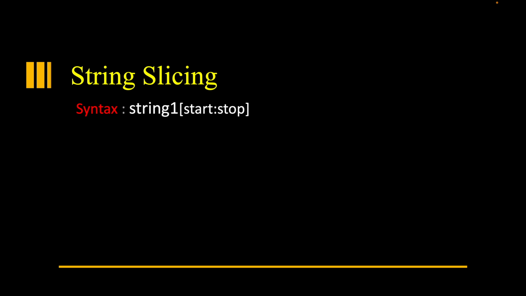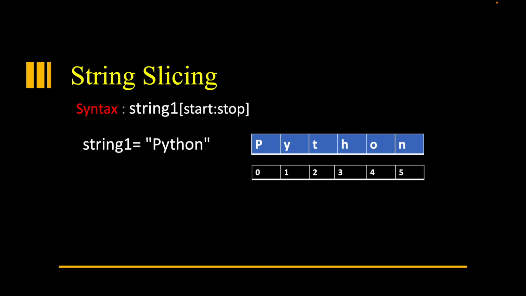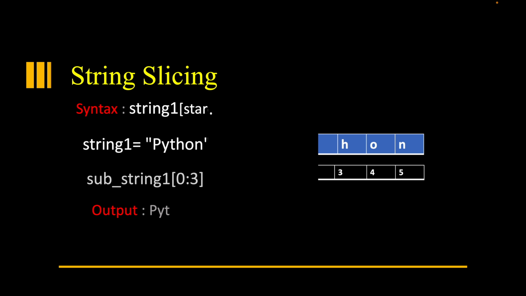Now let me give a practical example. Here I have string1 and the string Python, which is stored in memory with its corresponding index number. Now if we want to extract some characters from the string, then we can write like this: substring1 [0:3], where 0 is the start index, and 3 is the stop index. So as I explained earlier, it will stop at index 2. That's why we get the output as pyt.